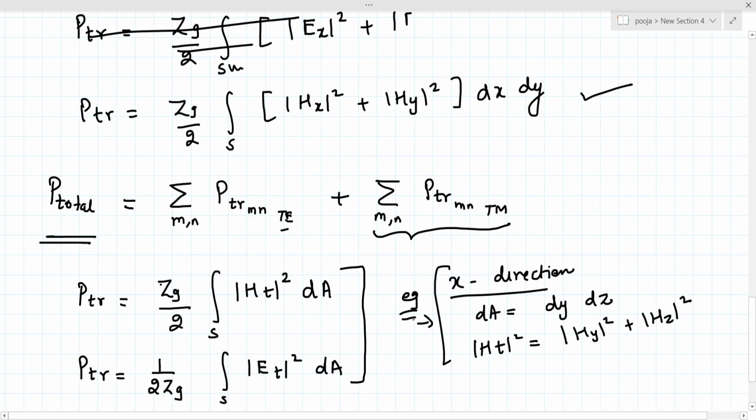In the next lecture, we'll see the attenuation within the waveguide due to the lossy nature of conductors and the lossy nature of dielectrics within the waveguide.